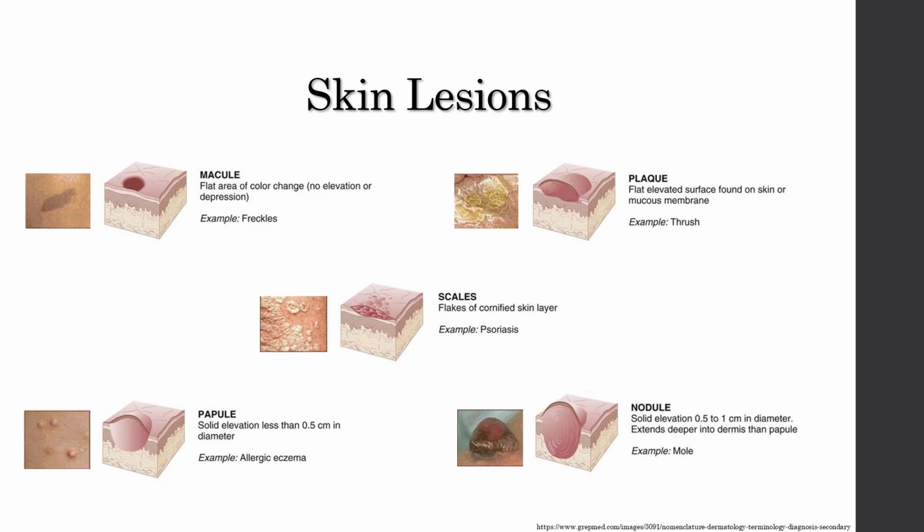Then we have a papule. Now we have elevation, but small, less than about 0.5 centimeters, often caused by cellular proliferation, local inflammation, or dermal edema, and eczema frequently presents this way. When embedding papular lesions, getting a full cross-section is key so the pathologist can evaluate both epidermal and dermal contributions.